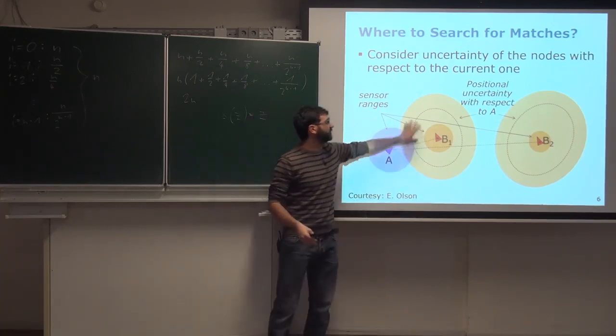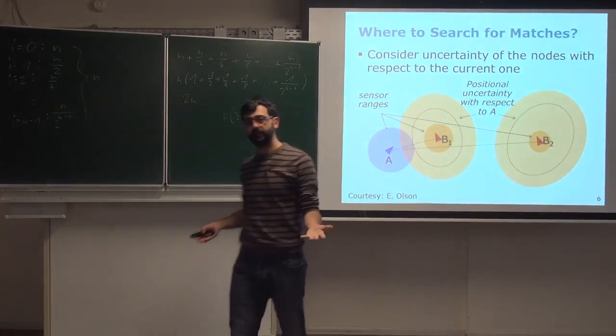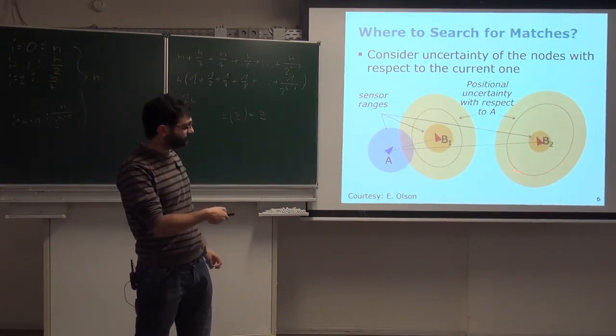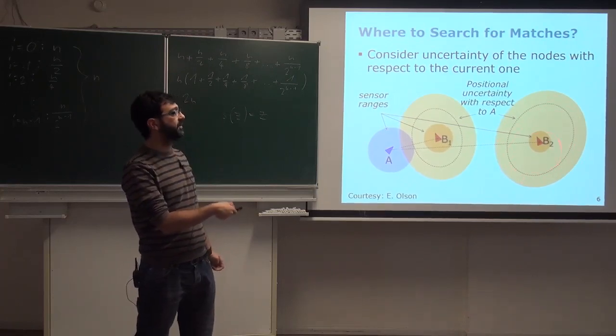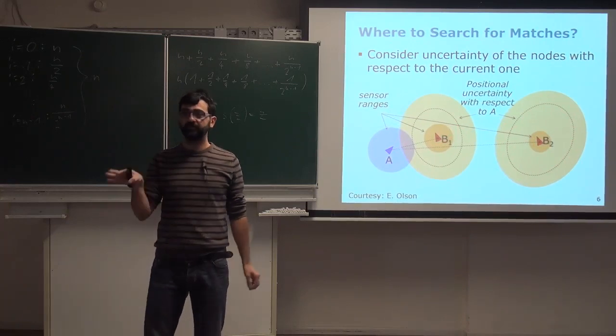Now, in this case, this will probably be a potential match. This one will probably be not a potential match. Okay, so we don't need to do the full dense comparison of the sensor data here, but we just do it between these two guys. Is it clear so far?